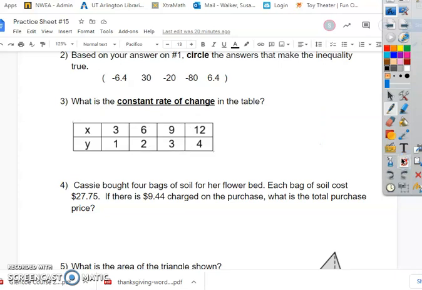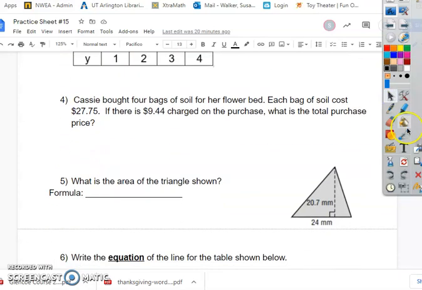I'm not going to solve number 4 for you, but I will read it. Cassie bought 4 bags of soil for her flower bed. Each, by the way, let's underline that. Each bag of soil costs $27.75. If there is $9.44 charged on the purchase, so this would be tax, what is the total purchase price? Okay, so this is the tax that's charged.